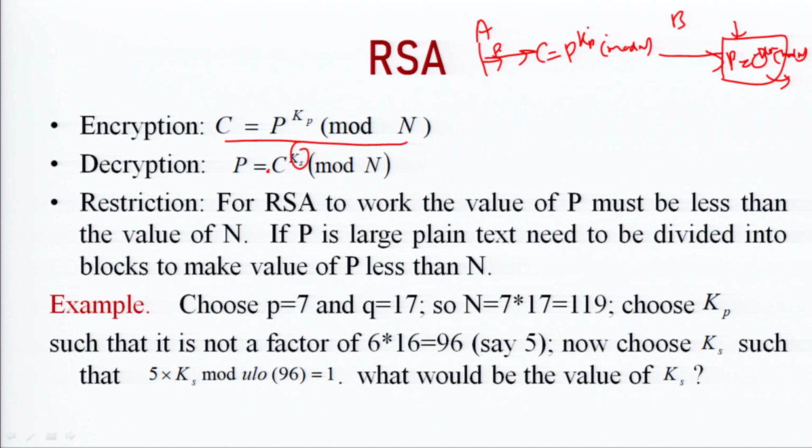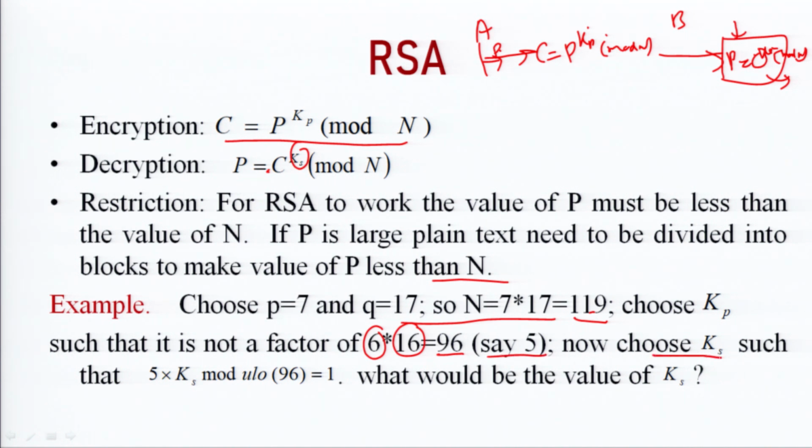So, what is the restriction here? For RSA to work, the value of P must be less than the value of n. If P is a large plain text, then it needs to be divided into blocks to make the value of P less than n. For example, suppose we choose P is equal to 7 and Q is equal to 17, then n is equal to 7 into 17, which is 119. Choose KP such that it is not a factor of P minus 1 into Q minus 1. So, P minus 1 is 6 and Q minus 1 is 16, giving 96. So, 2 and 3 are factors of this, and 4 is a factor, so they will not be chosen. So, what will be the value of KP? The value of KP will be 5 because it is not a factor of 96.